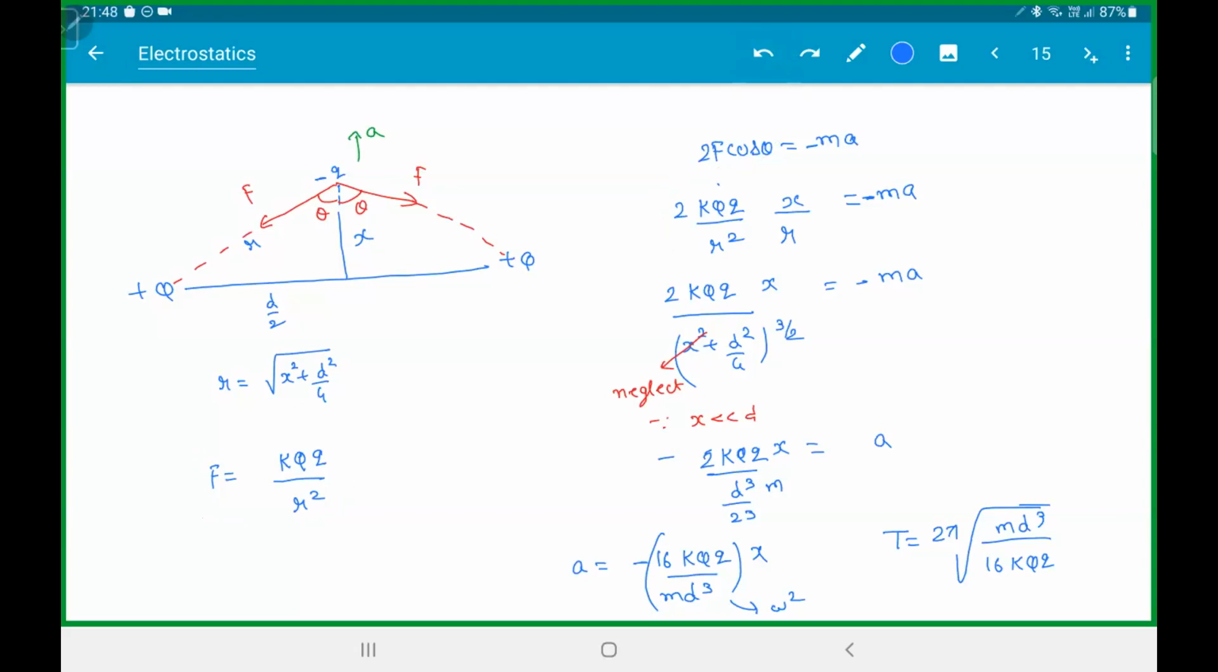Make sure your cam is on. I can't see you. Clear with this? Any doubts on this?